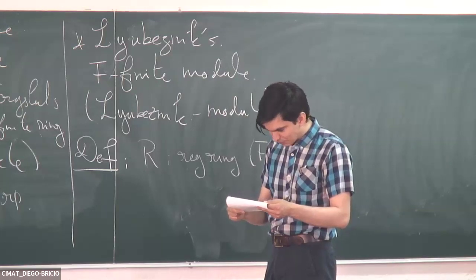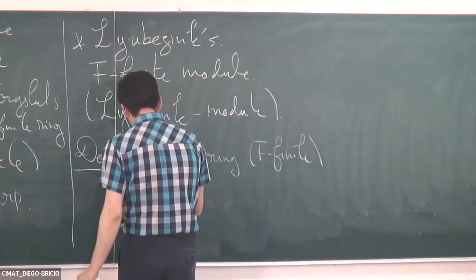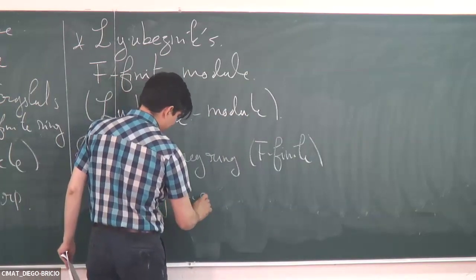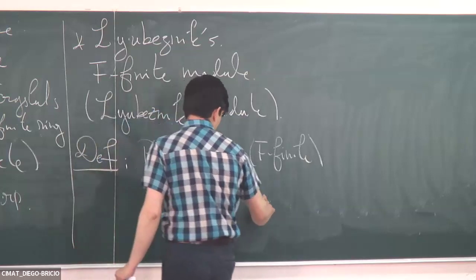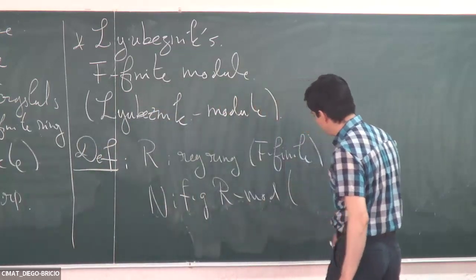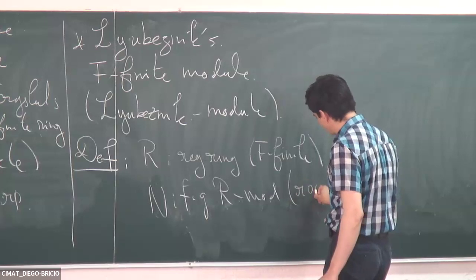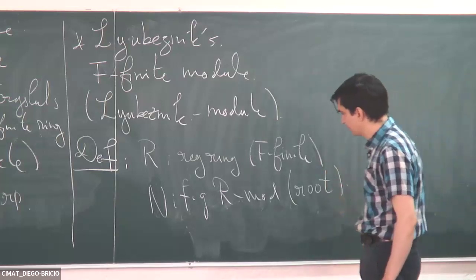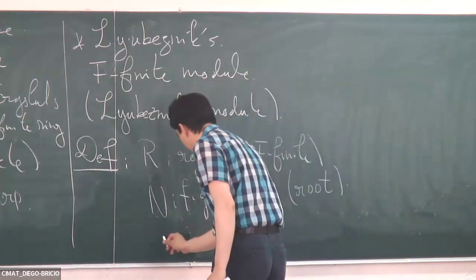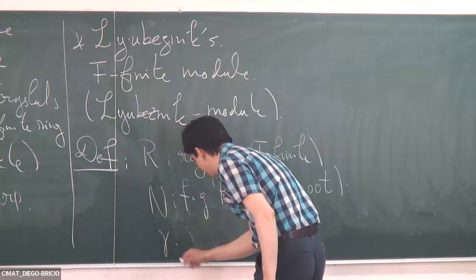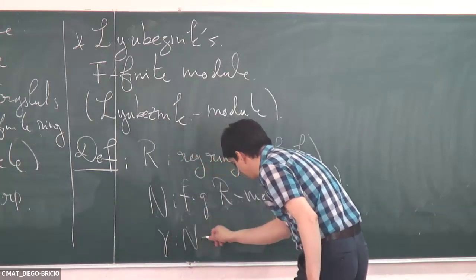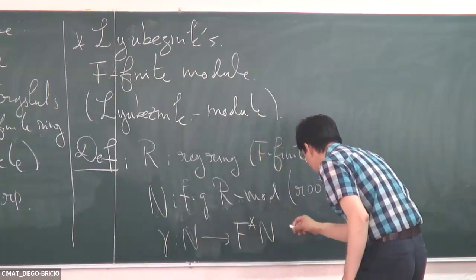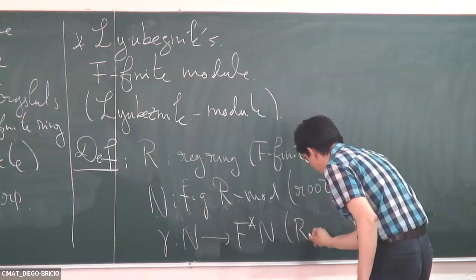And what we're going to take next is N, a finitely generated R-module. In the theory, this is often called a root of the Lyubeznik module. So we're going to start with this, and we're going to start with gamma. It's going to be a map from N to the Frobenius pullback of N. And of course, it's an R-linear map.